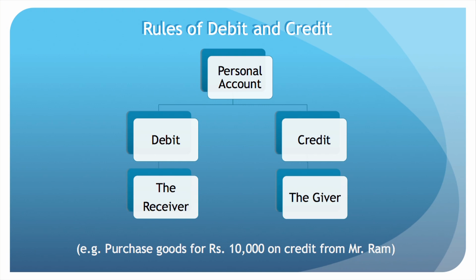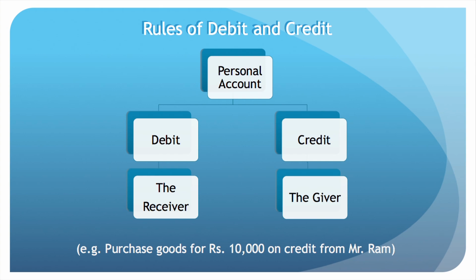So if we find in a particular transaction that there is a personal account, then we will see whether he receives something or whether he gives something. If the particular personal account or that particular person, it may be a natural person or an artificial person, receives something, then his account will be debited, or his account will be credited if he gave something.